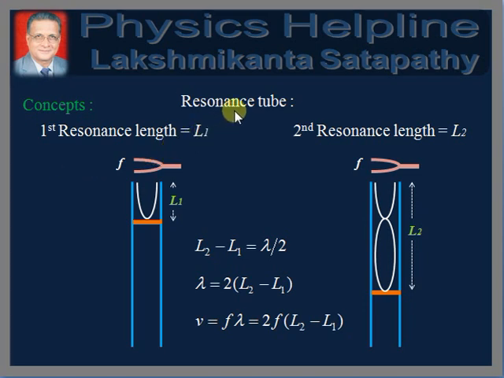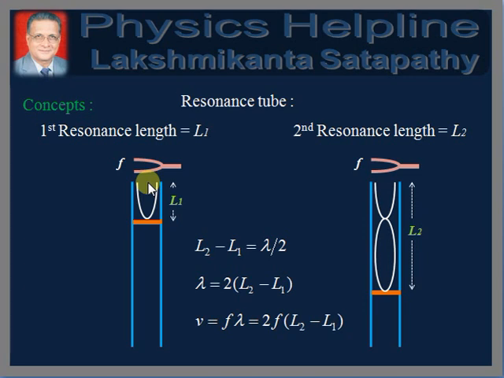Let us first understand the related concepts. Let us understand the resonance tube. The first resonance is shown in the first figure. When the piston is moved from top downwards and we put a vibrating tuning fork of frequency f at its mouth, we observe that when the length of the vibrating air column is equal to L1, we get the first resonance. Therefore, we write first resonance length is equal to L1. Similarly, for the second resonance, the length will be L2. When the piston is in this position, at a distance L2 from the open end, we get the second resonance. Therefore, we write second resonance length is equal to L2.